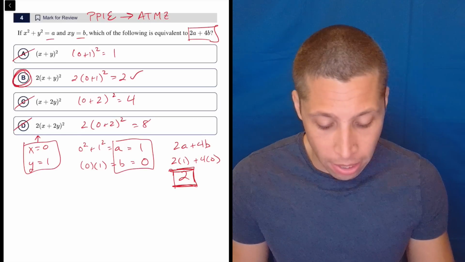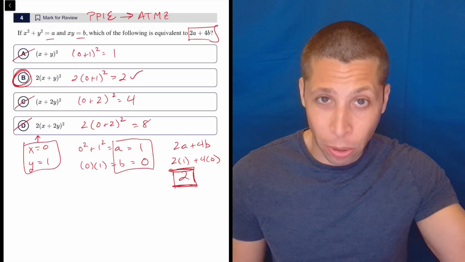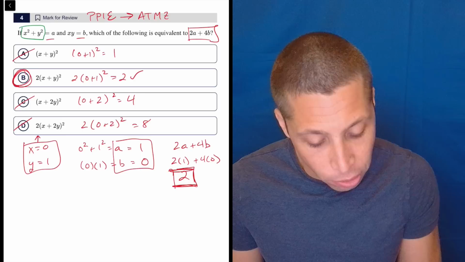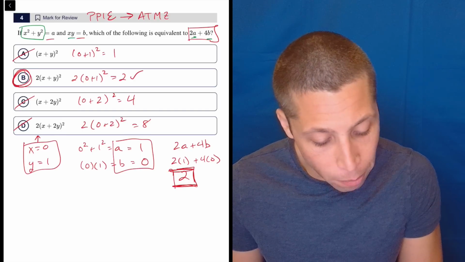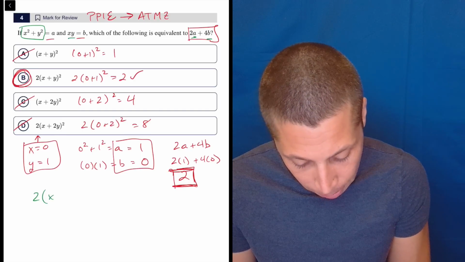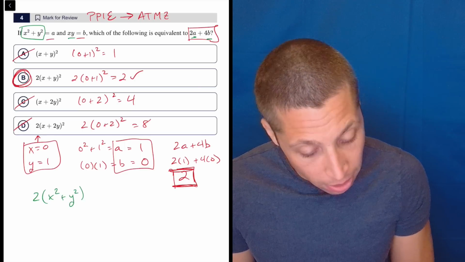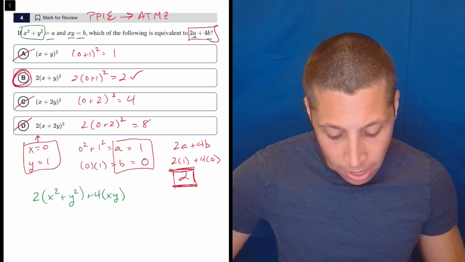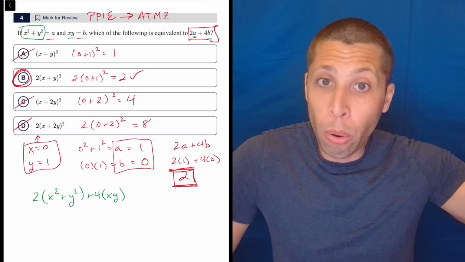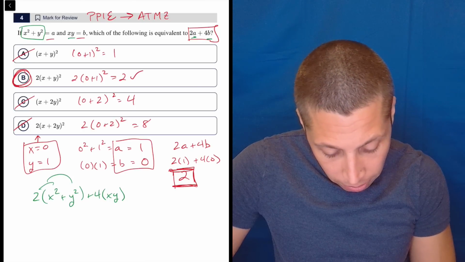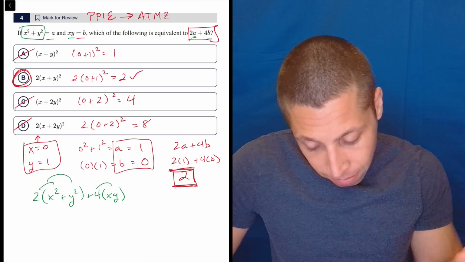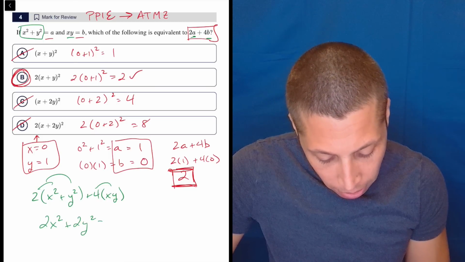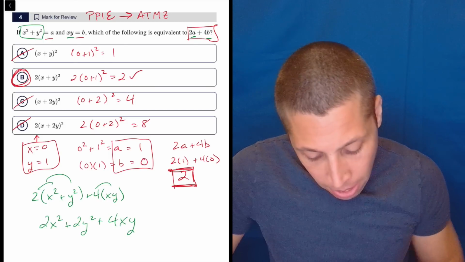Let's look at the algebra quickly. Many of you, because you are well trained through school, are going to know what the algebra looks like. We take this x squared plus y squared and we put it in for a. We take xy, we put it in for b. So we get 2 times x squared plus y squared plus 4 times xy, and that's what we're trying to solve for, right? So we would probably know some algebra moves. We would distribute here, and this doesn't distribute. It just kind of simplifies without the parentheses. We have 2x squared plus 2y squared plus 4xy.